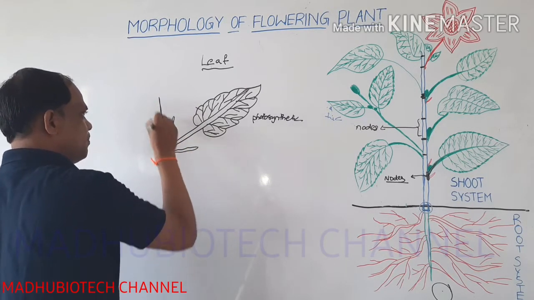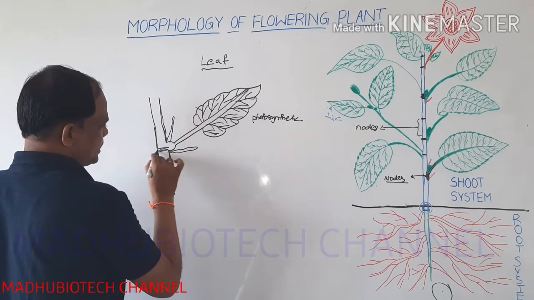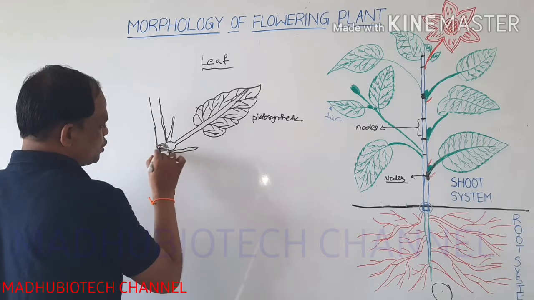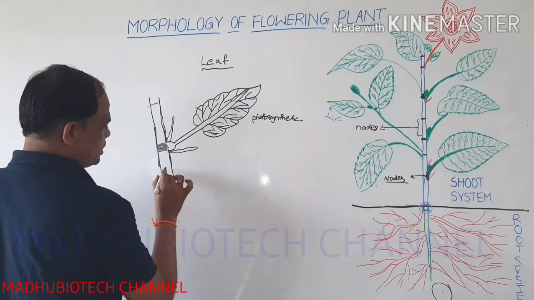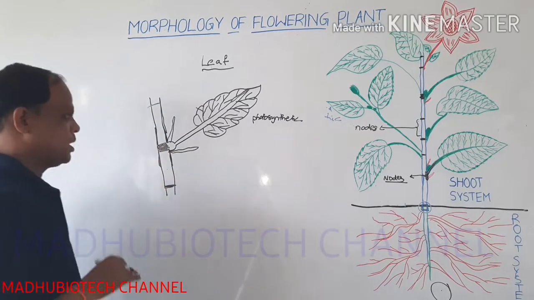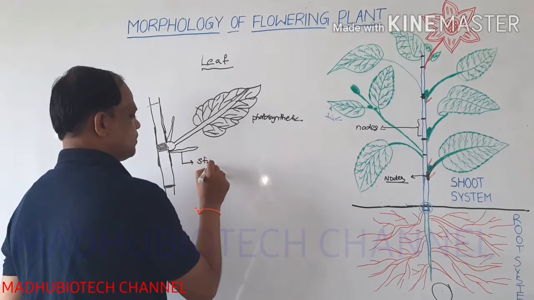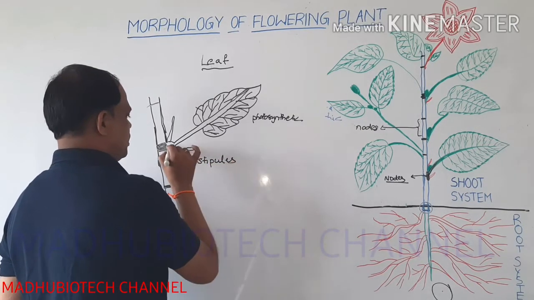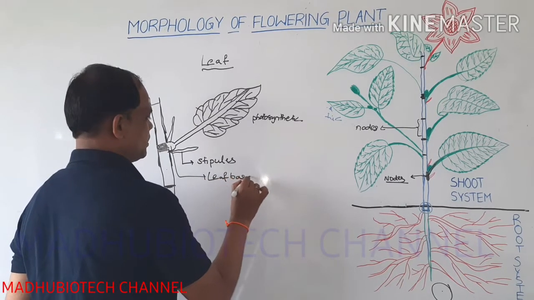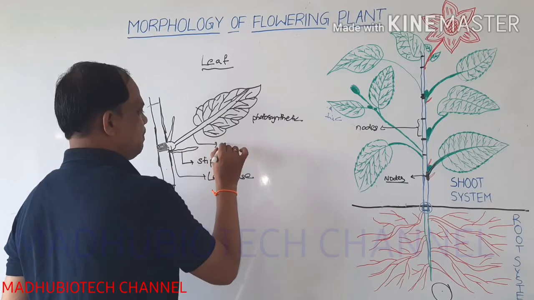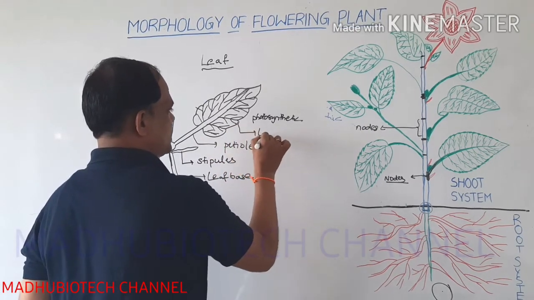This is the stem. This is the nodes place. Here also one node, and here also one node. This is the internodes, and this is the nodes place. Okay, and this part is called stipules. This part is the leaf base. This part is called petiole. This is lamina.